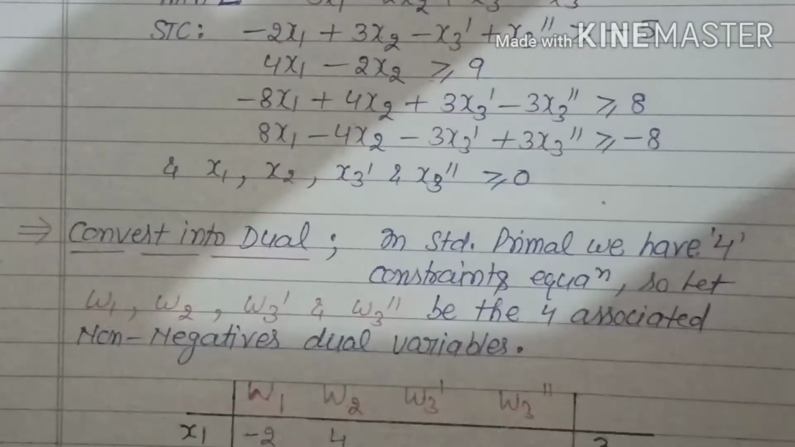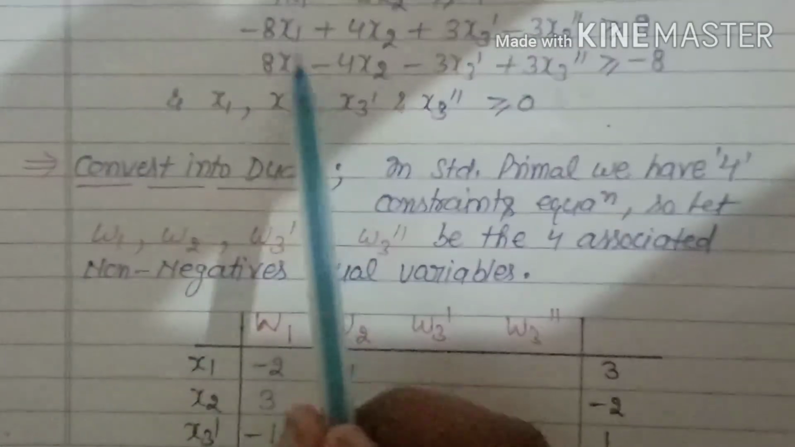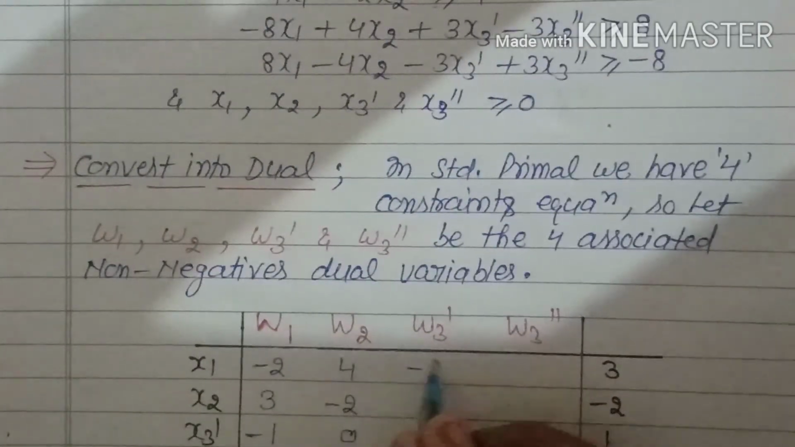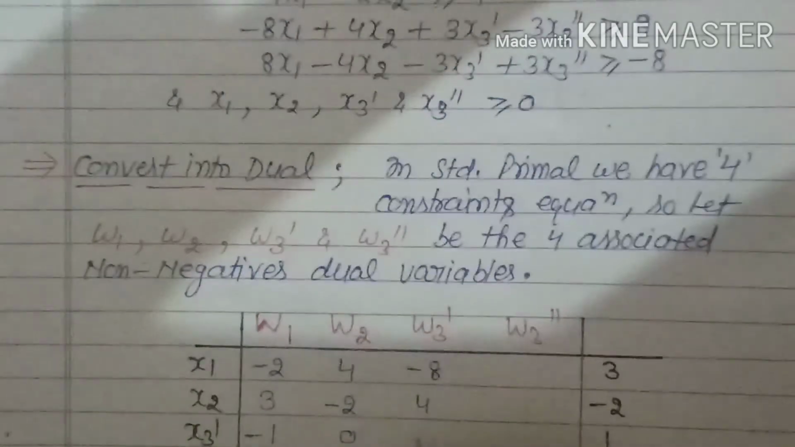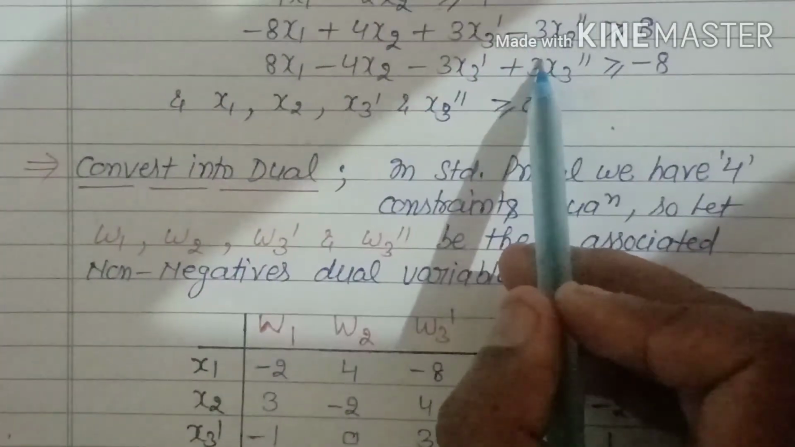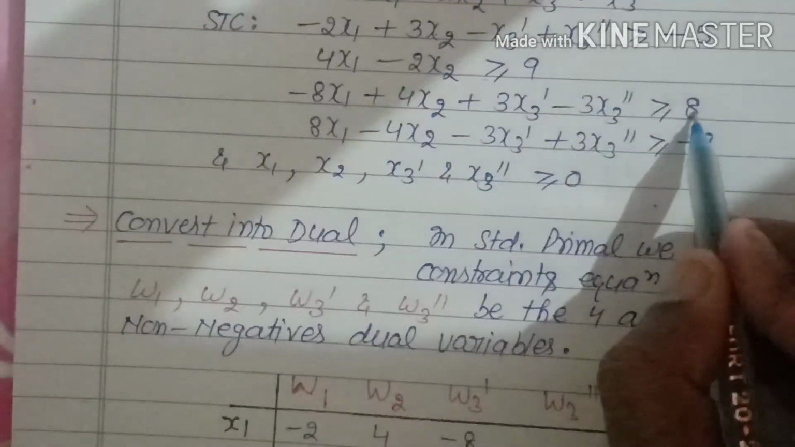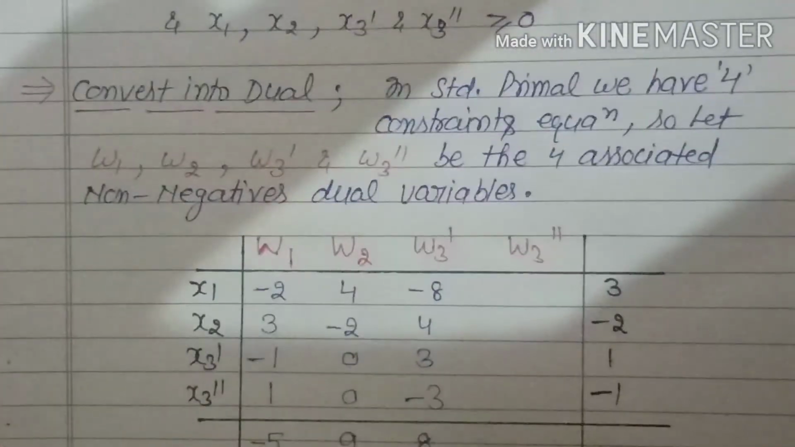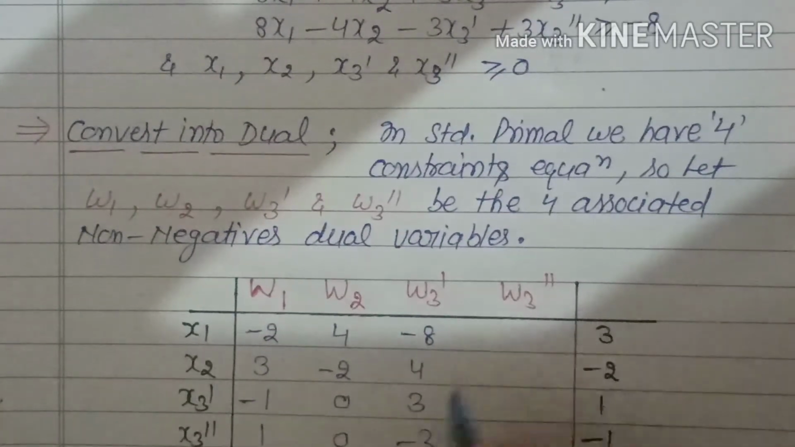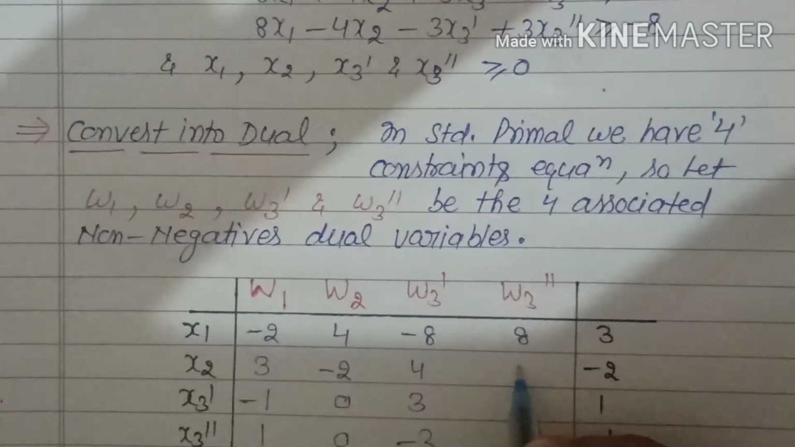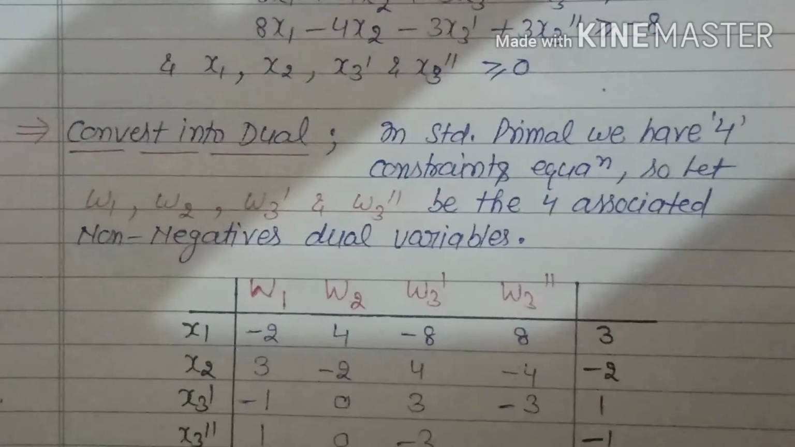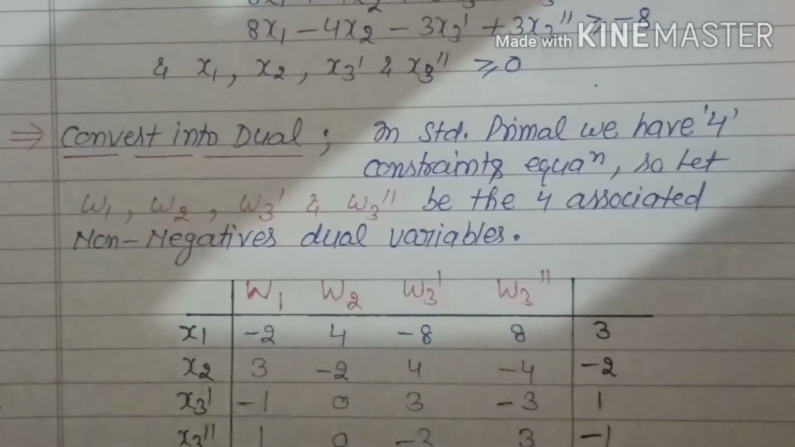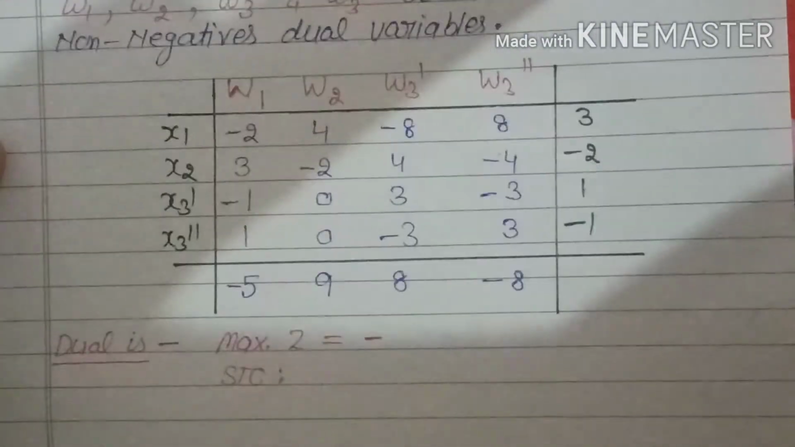Now let us move to the third row. Here you will see that the coefficient of x1 for the third row is minus 8, coefficient of x2 is plus 4, coefficient of x3 dash is 3, and coefficient of x3 double dash is minus 3, and the right hand side element is 8. Now let us consider the fourth row. Here the coefficient of x1 is 8, the coefficient of x2 is minus 4, coefficient of x3 dash is minus 3, and coefficient of x3 double dash is 3, and the right hand side element is minus 8. Now we can write the dual of the equations.